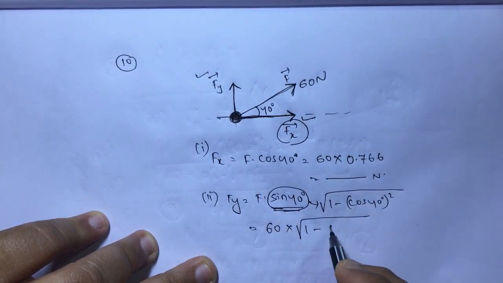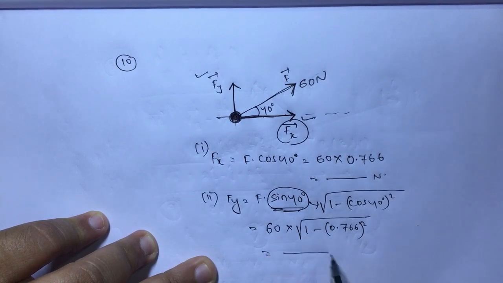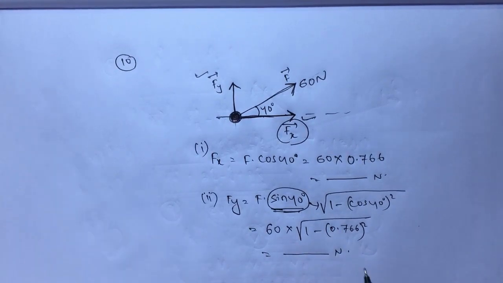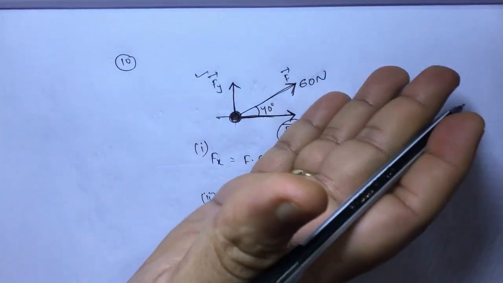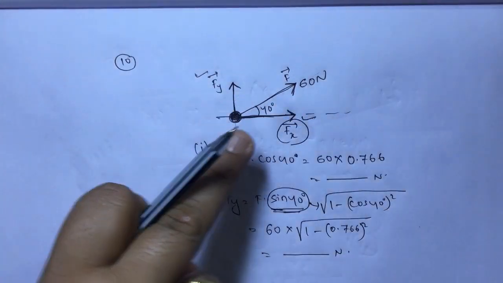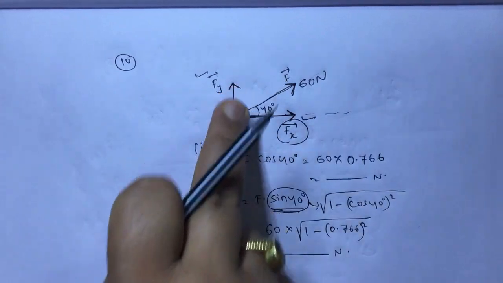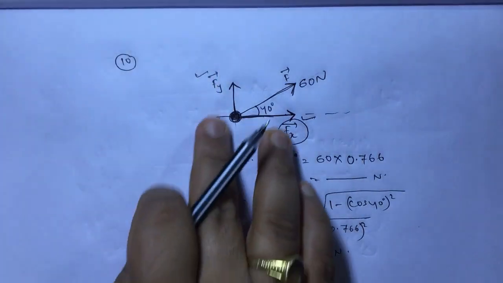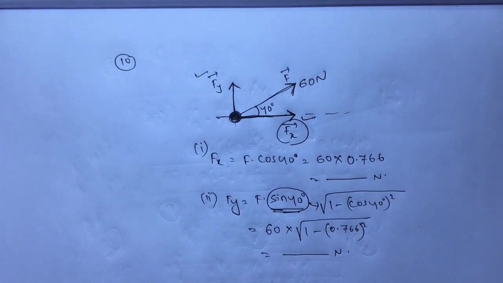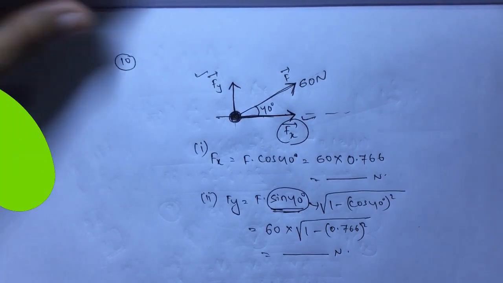Cos 40 is 0.766, that whole square. So here you will get the answer. Do the calculation, you will find the answer. Okay, a very small concept: if you are applying a force, one force is trying to take it in this direction, and another force is trying to lift the stone along the upward direction. Okay, now let us come to the next question.